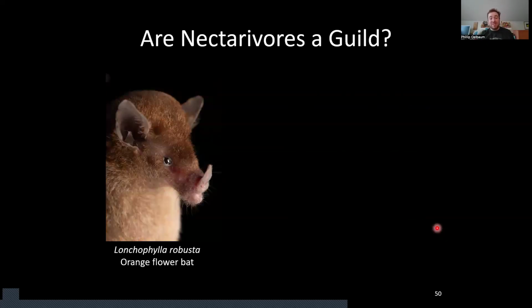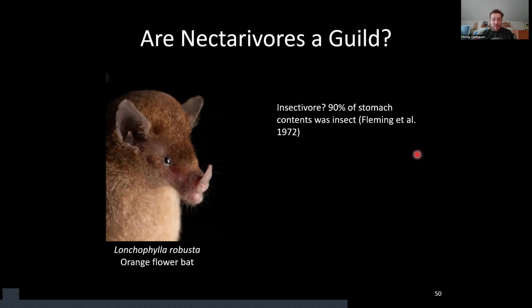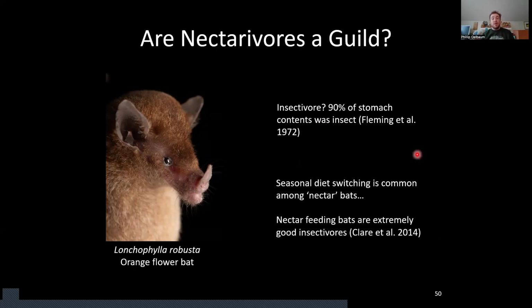Lonchophylla robusta is more typically the shape of what you would think of as a nectar bat. Again, it could be considered an insectivore depending on what you're looking at in the literature. 90% of their stomach content was insect in that same Fleming study. This might have been a case where this was seasonal.